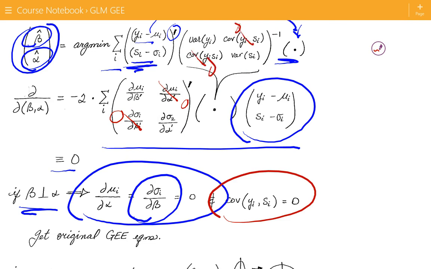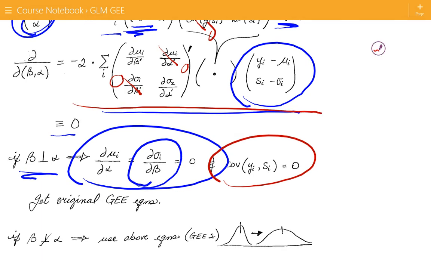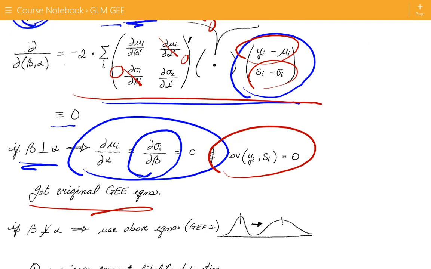And really what we get then, if we were to solve these equations with all those zeros in it, is we just get the original generalized estimating equations. We would have estimating equations for mu and separate estimating equations for the variance covariances, not technically working together, so to speak, to solve for the parameters.